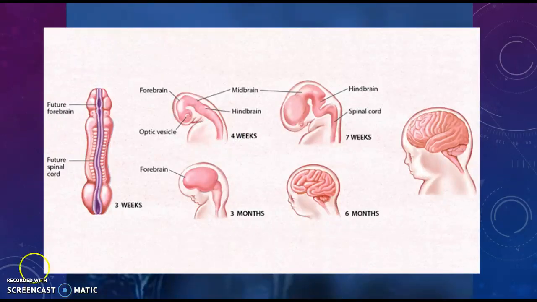So if we look here, this is really a fascinating picture. At 3 weeks, we start to see this neural tube forming. And then by 4 weeks, we can already start to map out the different parts of the brain. And obviously they have different names as they're developing. But already look at 3 months in the womb. It's incredible how much that brain is already prevalent in development.